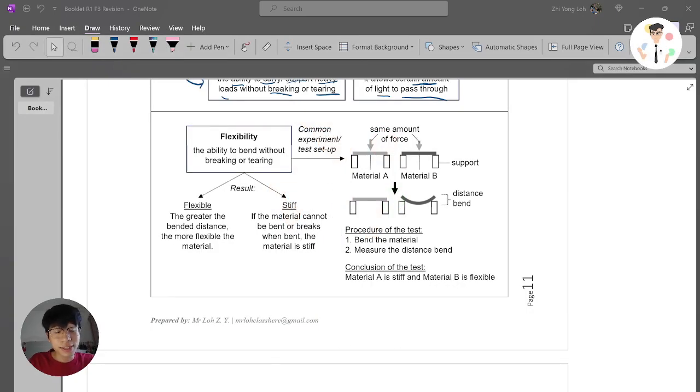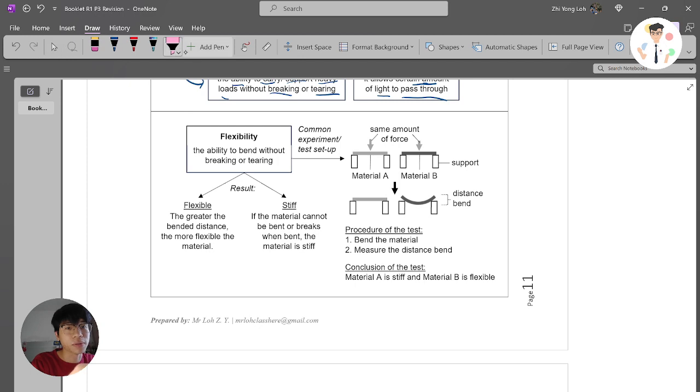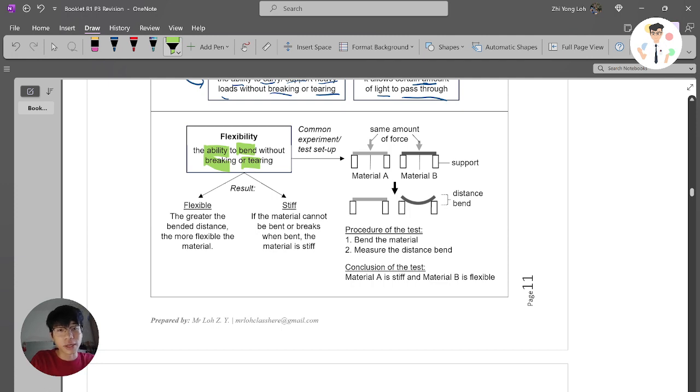Welcome back to Teacher class, and now we are discussing flexibility. So again, what is flexibility? In simple terms, it basically means the ability to bend without breaking or tearing. Okay, now the two keywords that you should know are, first, flexible, and second, stiff.